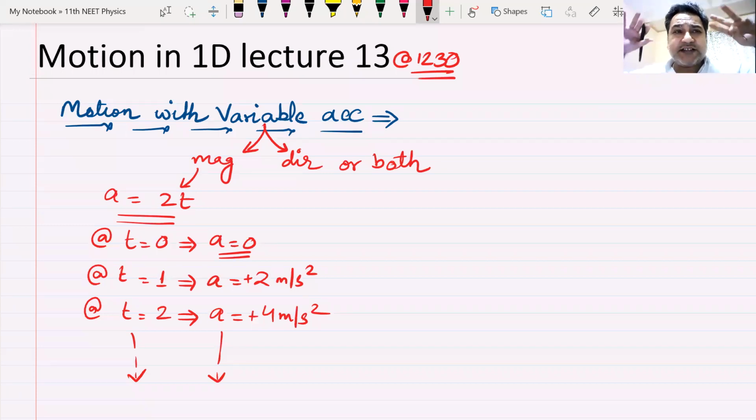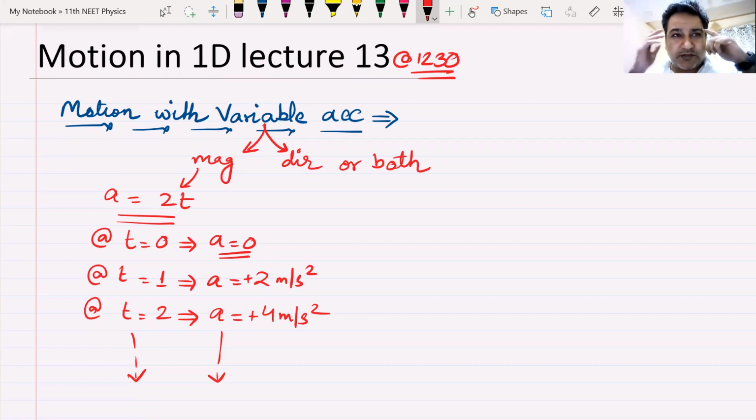Can I have some raised hands that we understand this, sir? No one has understood this. Let me call out some names. Tanu, Janvi, Ram Charan, Sai, Janvi. Okay, we've got some raised hands. So this is how I can make acceleration change with time in magnitude.